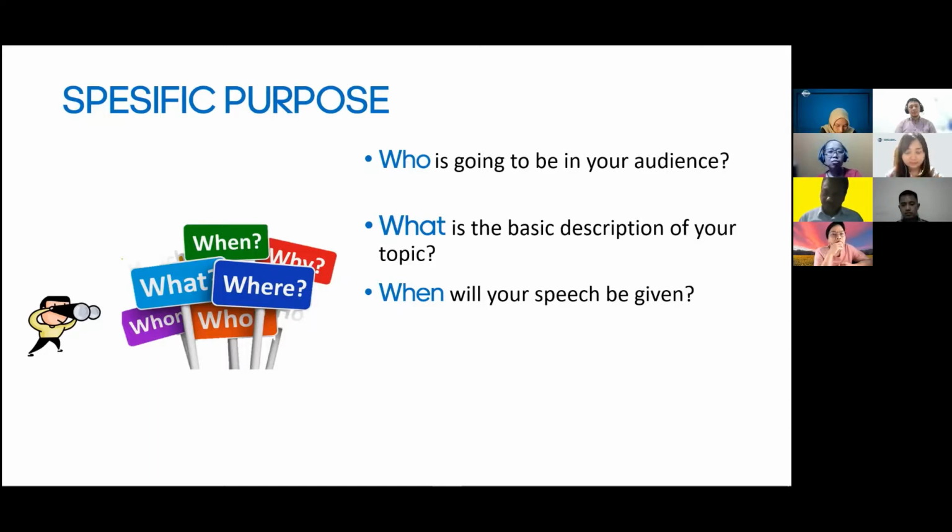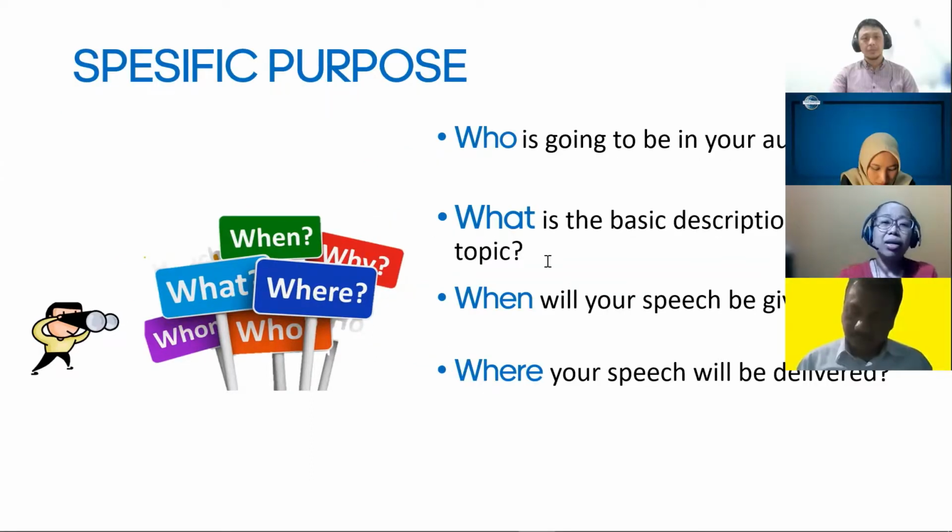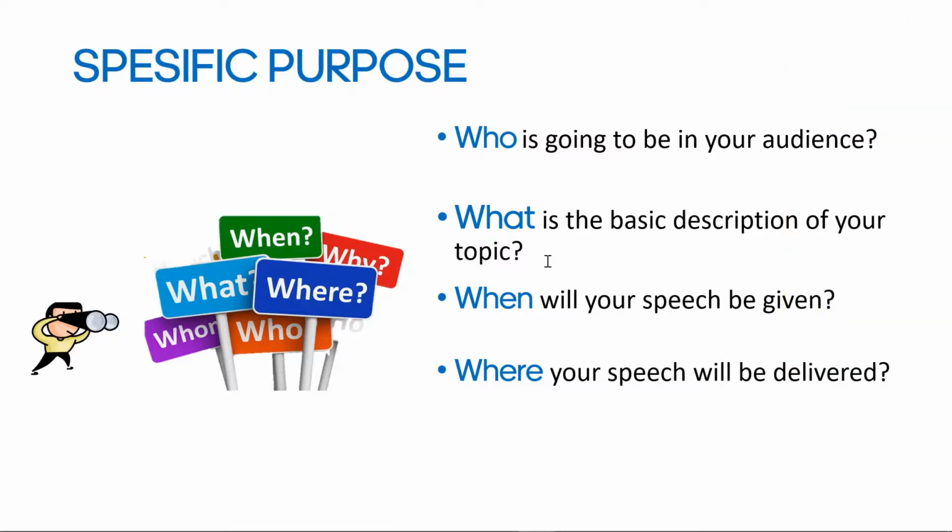And the fourth one is where your speech will be delivered. You're giving a speech in front of a classroom or an executive meeting. Depending on the location of your speech, different topics may or may not be appropriate. Something like if you want to deliver a speech about a business proposal, but you deliver that outdoors under the trees, that won't be appropriate.